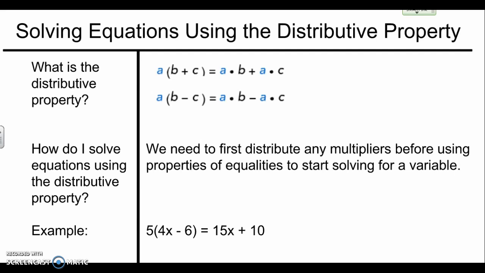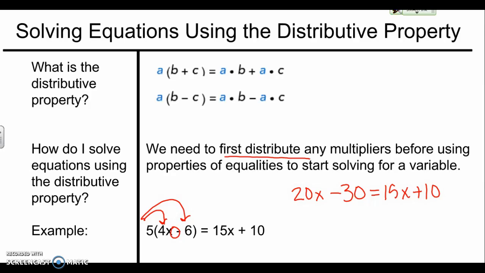How do I solve equations using the distributive property? We need to first distribute any multipliers before using properties of equalities to start solving for a variable. So that's very important. The first step is to always use your distributive property. Okay, so first we distribute. So here we're going to multiply 5 times 4x. 5 times 4x is 20x. Minus, because that is the symbol in my parentheses, 5 times 6, which is 30, equals 15x plus 10.